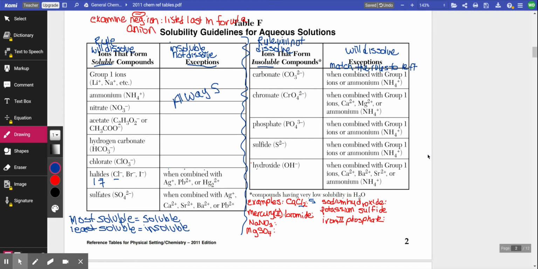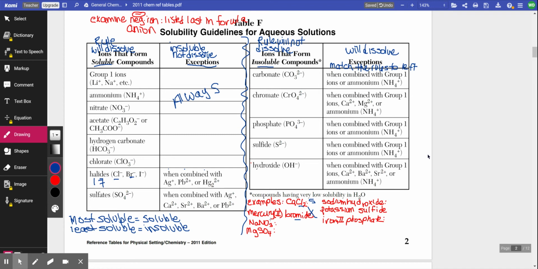Now let's look at mercury Roman numeral 2 bromide. Do I have to write out the formula? Not really. I see this negative, bromide, that's Br. Bromides are soluble unless it's with silver, lead, or what is Hg? If I'm not sure, I want to look at table S. That's mercury. So bromides are soluble unless it's with one of those three. This is one of our exceptions, so this is not soluble. I'm just going to put an X for not soluble.